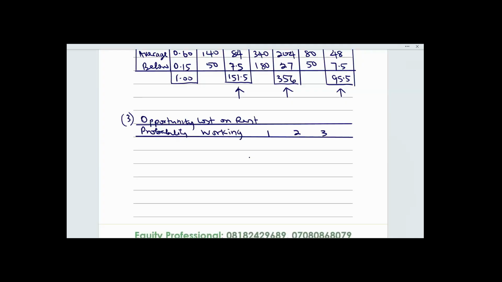Now, the first one is 60%. The first probability is 60%. So 60% is the same thing as 0.60. Then for my working, this will be 0.60 multiplied by 16 million for 2 years. For 2 years, this will give me 9.6.